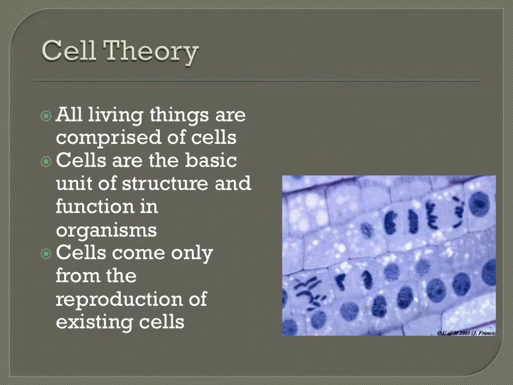A third important principle in cell theory is that all cells come from other reproducing cells. The picture to the right shows onion cells that are undergoing different stages of their cell reproduction, a process that's called mitosis, when you start with one cell and you end up with two identical cells. This process will be described later in the year.